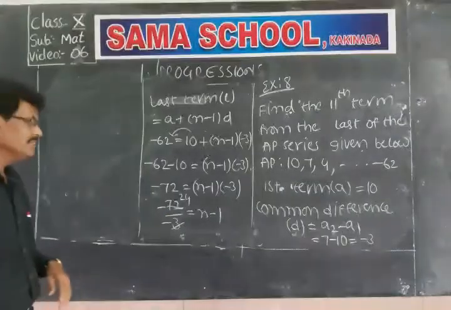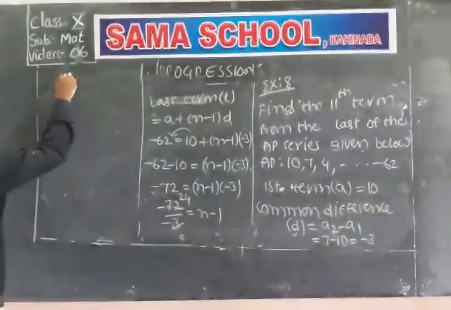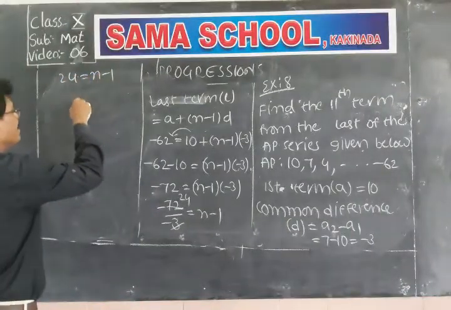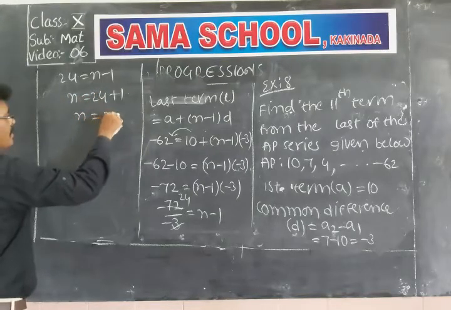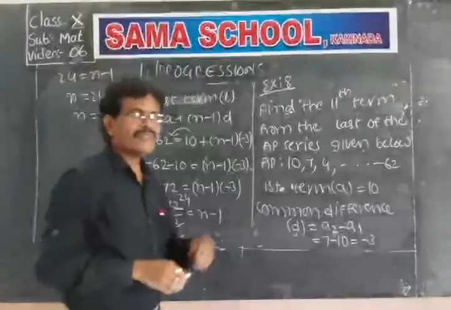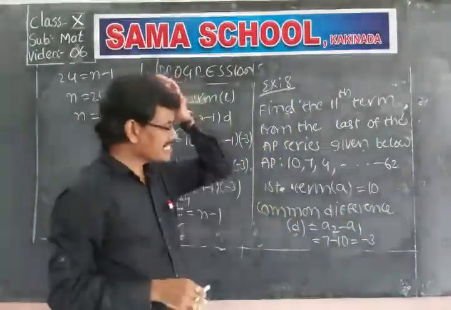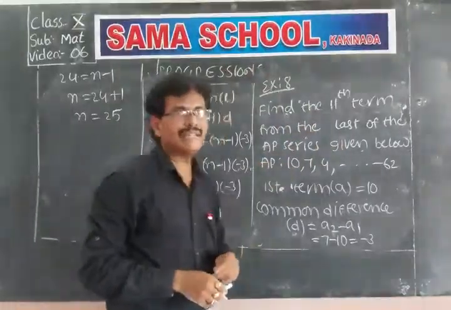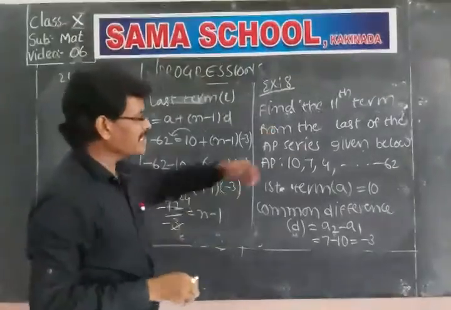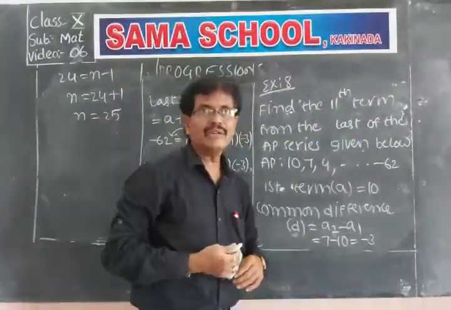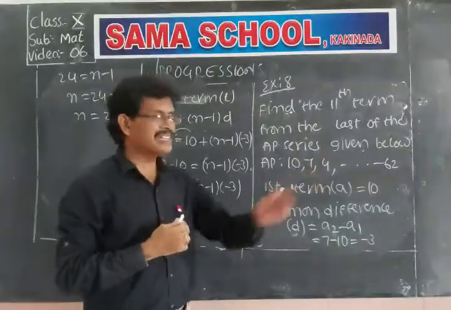3 4s are 12, so 24. Right. And 24 is equal to n minus 1, so n is equal to 24 plus 1. n is equal to 25. It means that now we are assessing that -62 belongs to the 25th term. So the value of the 25th term is equal to -62. It means we can conclude that there are 24 terms in the given series.